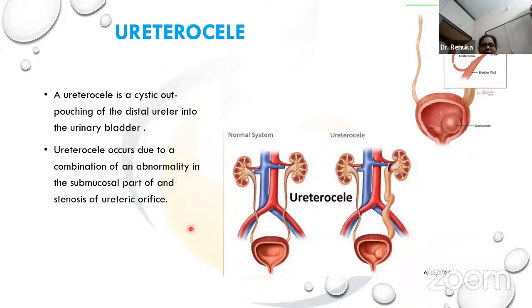Coming to the last topic of today, ureterocele. Actually, what is a ureterocele? It is the cystic outpouching of the terminal part of the ureter.